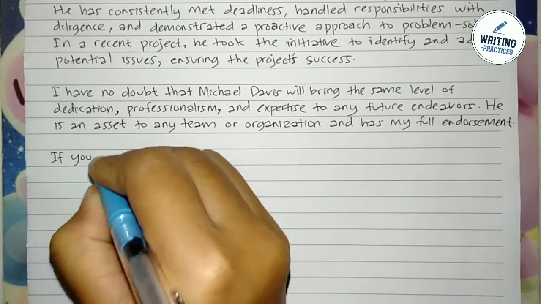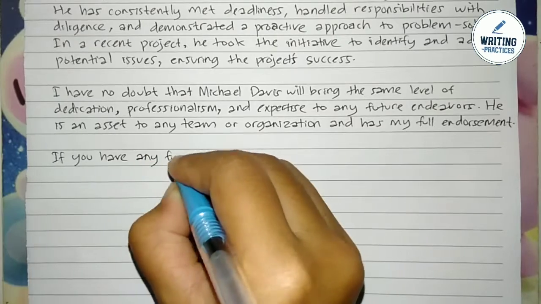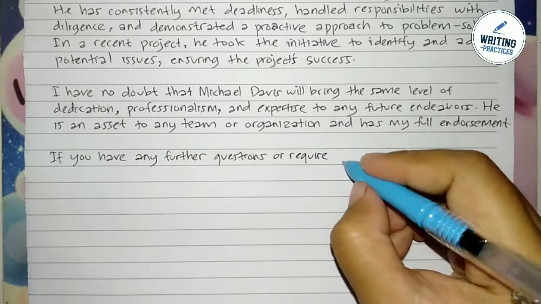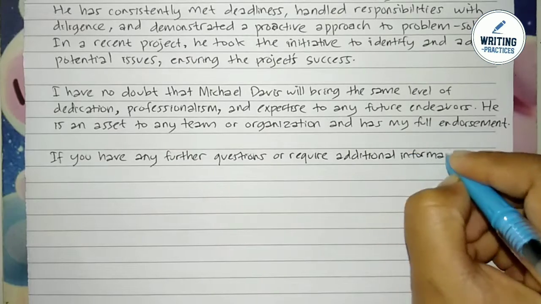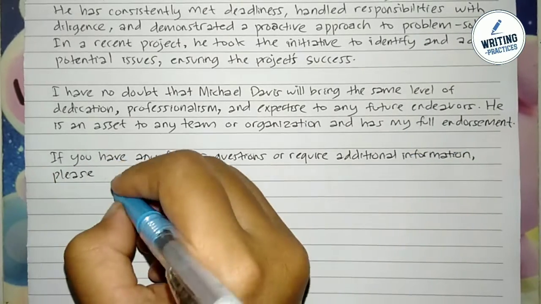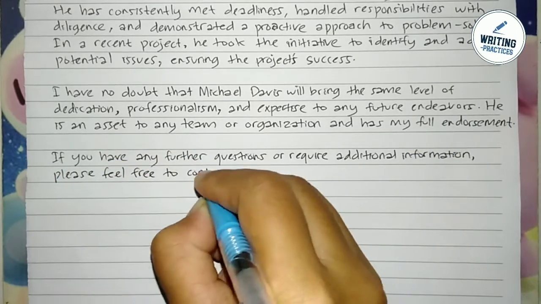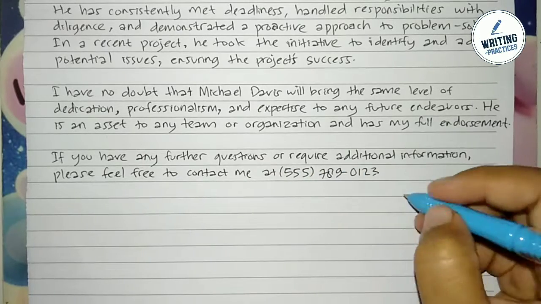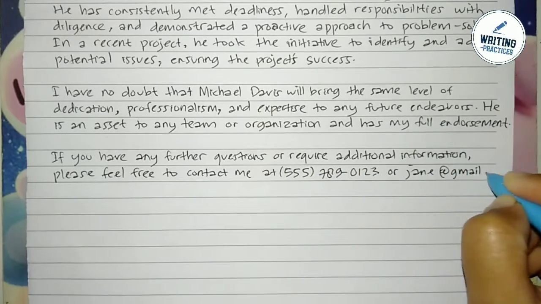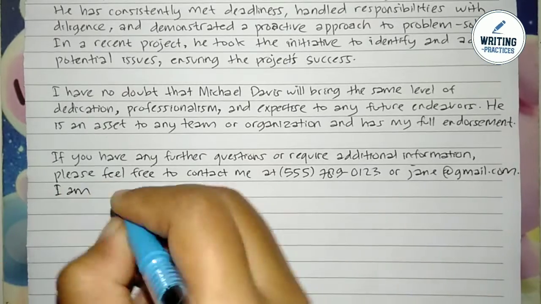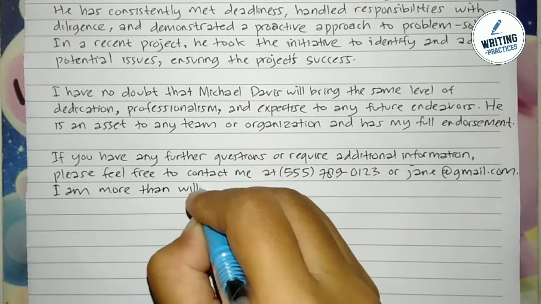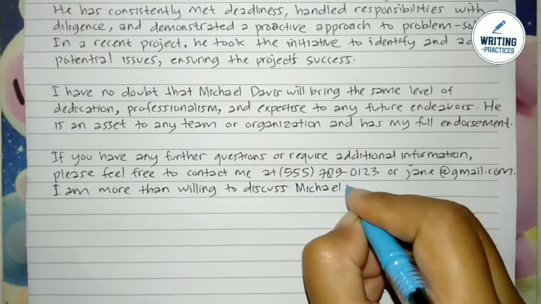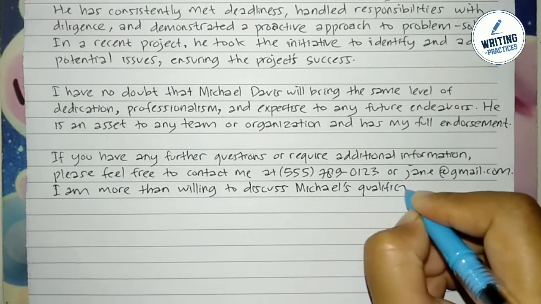In the sixth paragraph, you can offer to provide further information. In doing so, you need to give your contact details. They are including your phone number and email address. You can write it this way. If you have any further questions or require additional information, please feel free to contact me at 555-789-0123 or jane.doe@email.com. And show your eagerness to discuss the qualifications of the person you recommend.